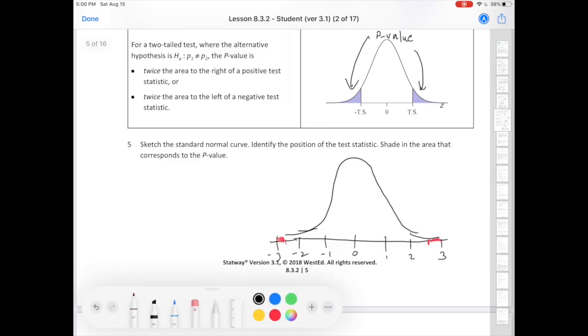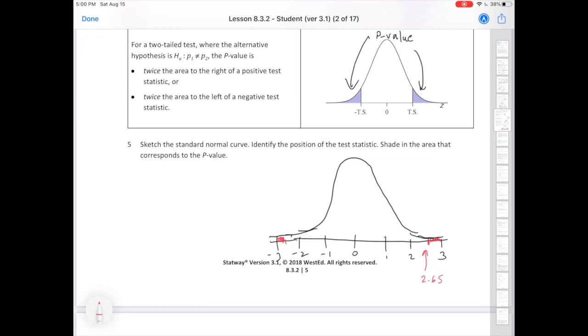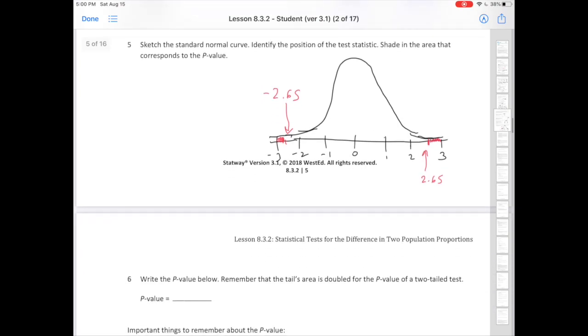So that would be the p-value, okay? Let me also mark down that this value right here is 2.65, and this value right here is negative 2.65, right? So this is what we are shading here. Write the p-value below. Remember that the tails area is doubled for the p-value of a two-tailed test.